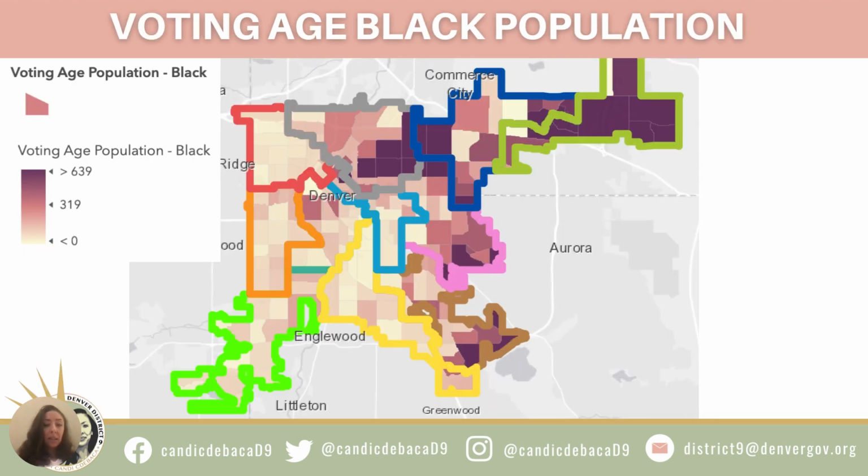These next couple maps are important because they're connected to the previous map, but they dive a little bit deeper, and they aren't necessarily showing you majority minority neighborhoods, but they're showing you the concentrations of our voting age minority populations. So if you'll look at this map here, the dark purple areas are our heaviest concentrations of our voting age Black population in the city.